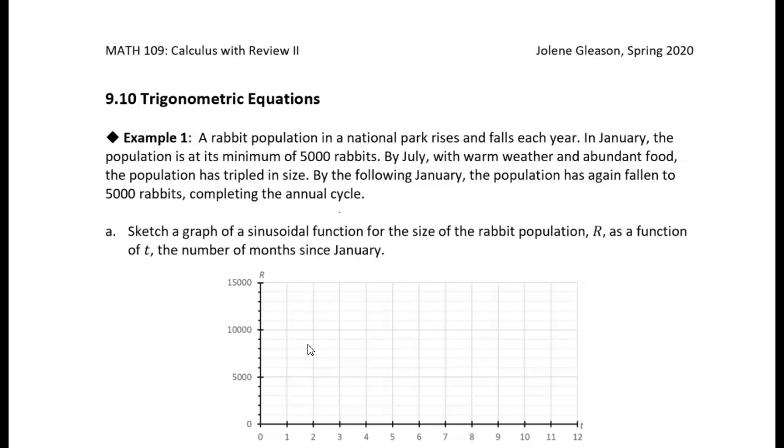Okay, so our first task here is just to sketch a graph. And we're going to assume a sinusoidal function for the rabbit population. So let's take the information that we got from the problem statement. And I should say too that we're going to set t equals 0 to be the beginning of January. So the month of January is actually, maybe I should scroll down a little bit here.